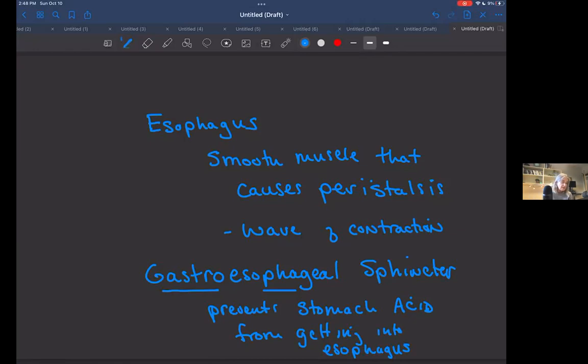So this prevents what doctors now call, instead of heartburn, gastric reflux, or acid reflux, from stomach acid getting into the esophagus.